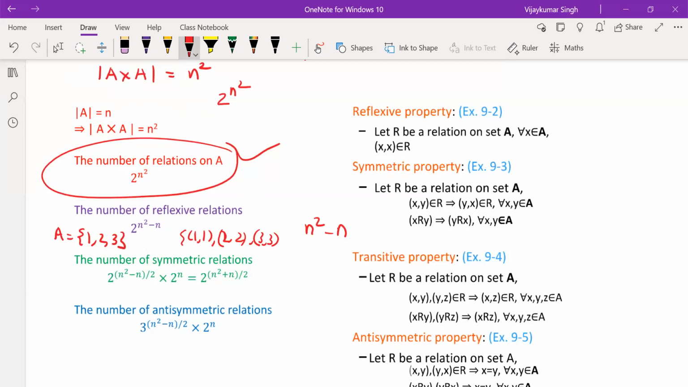Why? Because these n are not optional. They have to be there, right? So we have those for sure. And for the remaining, we can have a power set argument. So we can have 2 to the power n square.